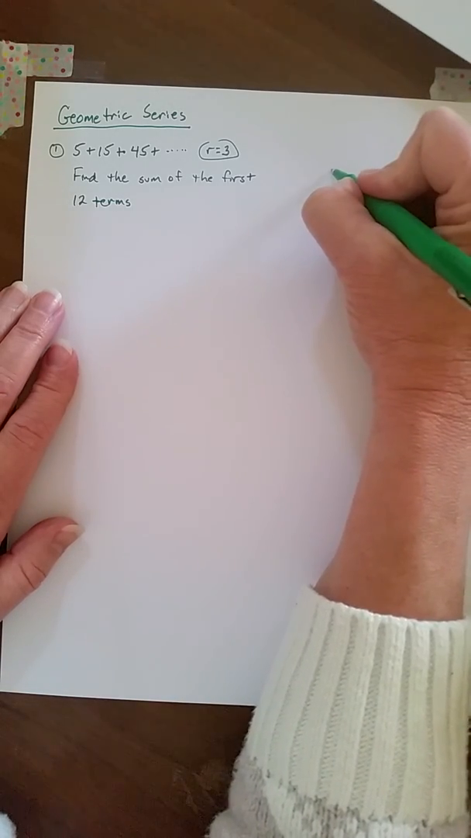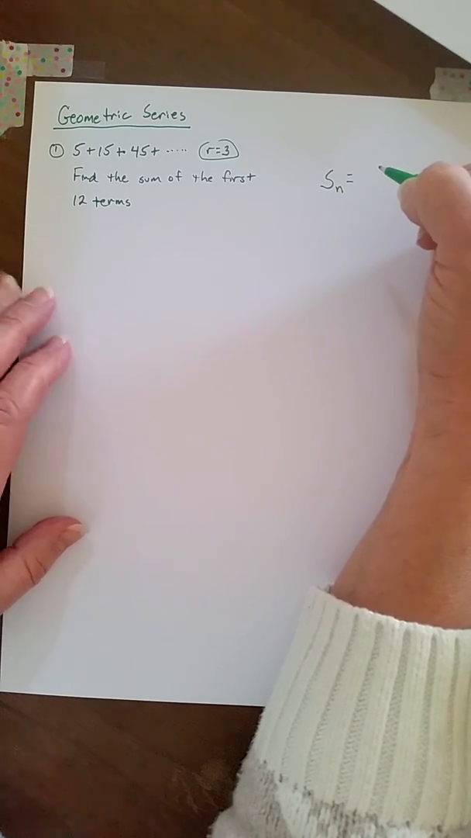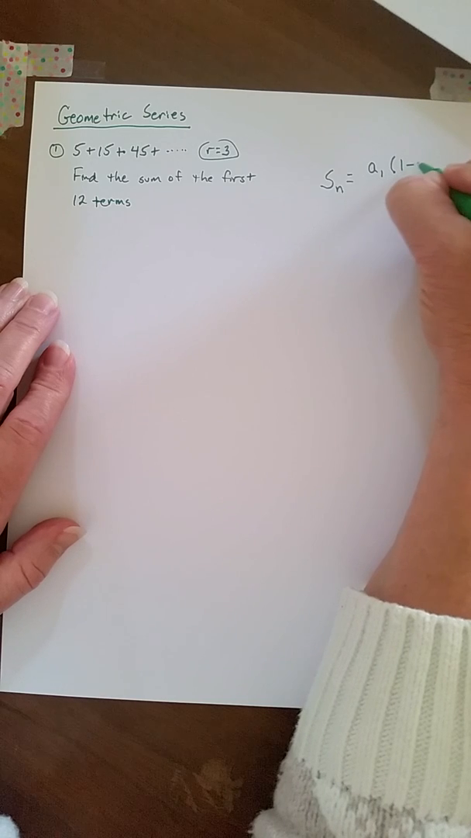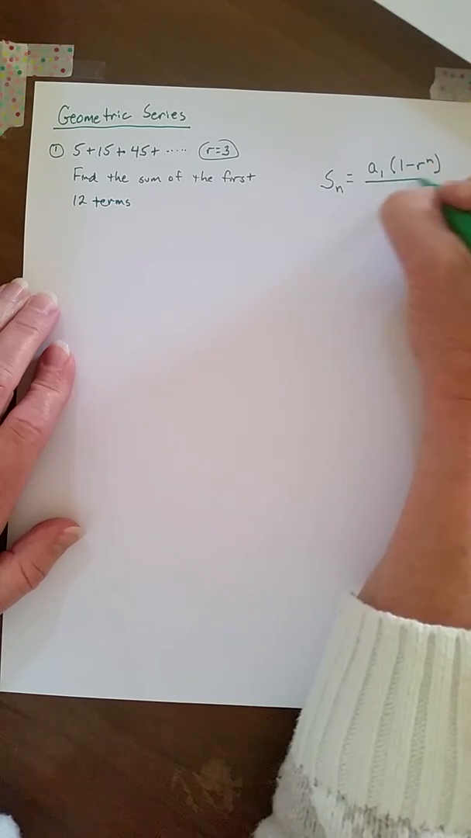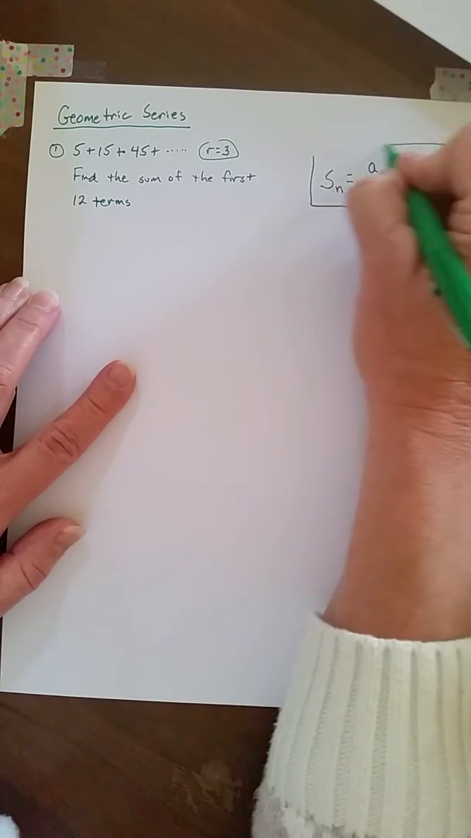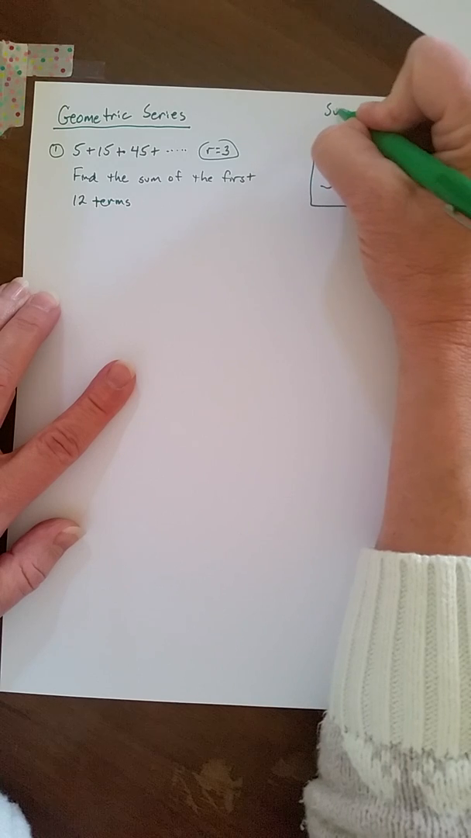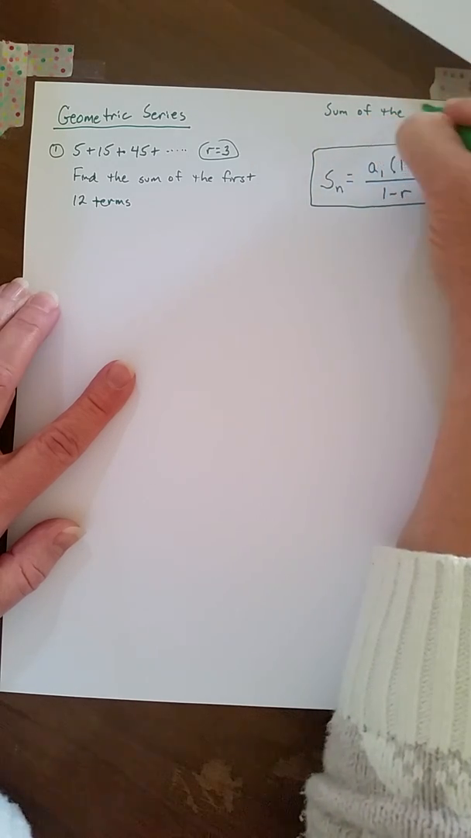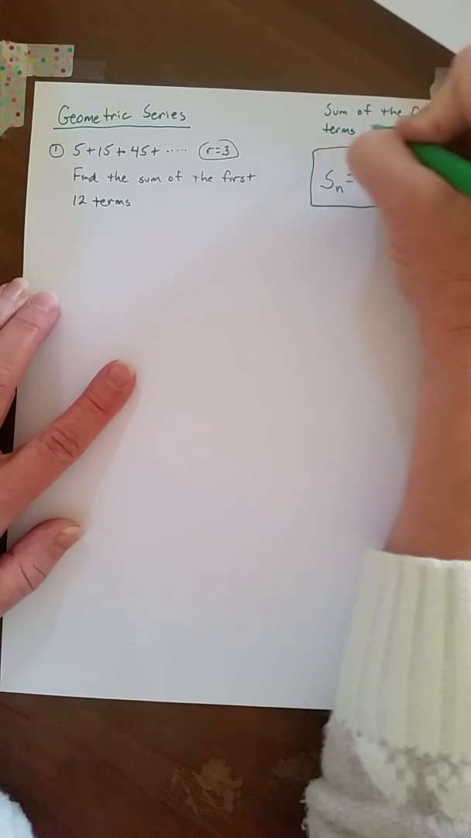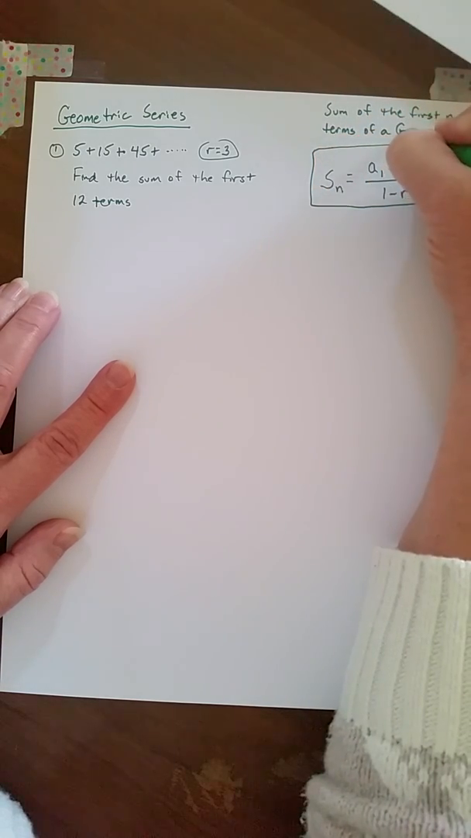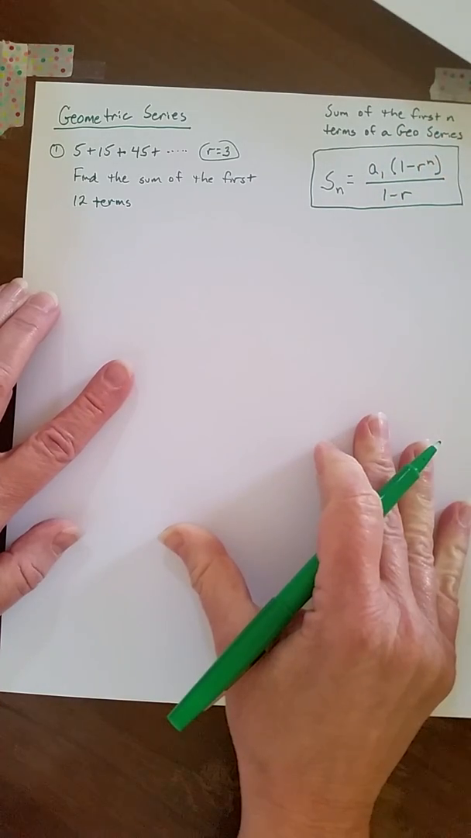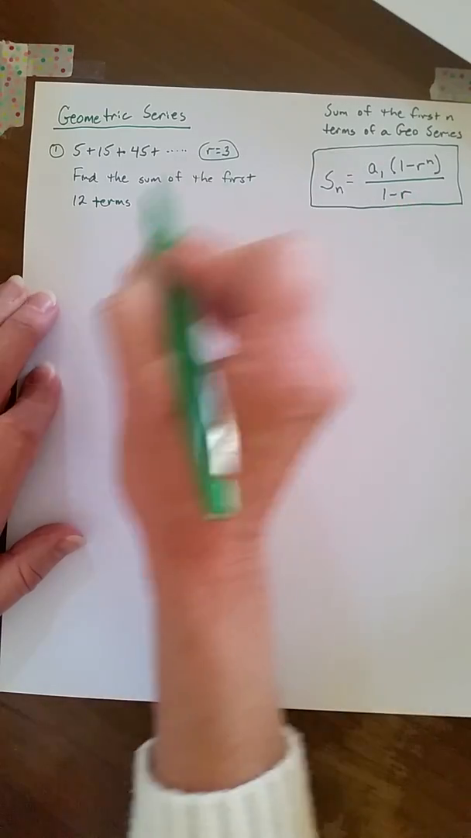The formula to find the sum of the first n terms for geometric is a sub 1 times 1 minus r to the n, all over 1 minus r. So this is the sum of the first n terms of a geometric series. All right, let's use that formula here.